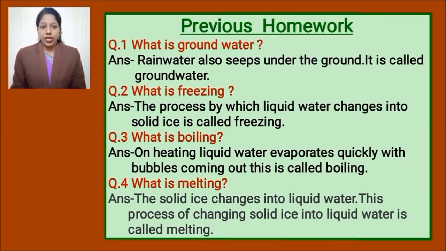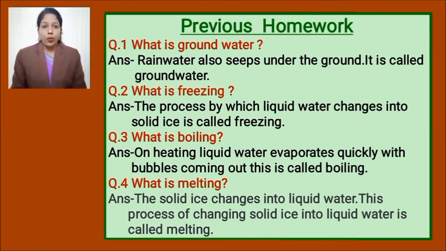Question number 3. What is boiling? On heating, liquid water evaporates quickly with bubbles coming out. This is called boiling. Question number 4 is, what is melting? The solid ice changes into liquid water. This process of changing solid ice into liquid water is called melting.